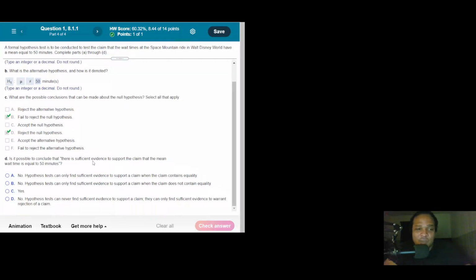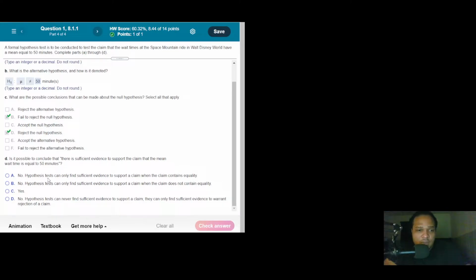Is it possible to conclude that there is sufficient evidence to support the claim that the mean wait time is equal to 50 minutes? In this chapter, I hate to say it, they're going to play a lot of word games with you. If you're good with linguistics, you're going to be okay. But let's see if we can get to the bottom of this. The answer is no, by the way.